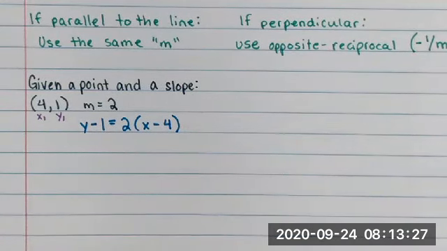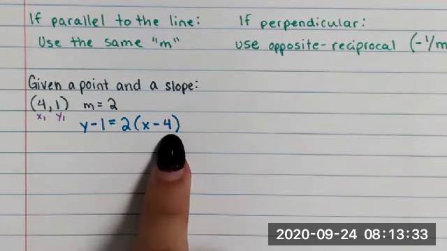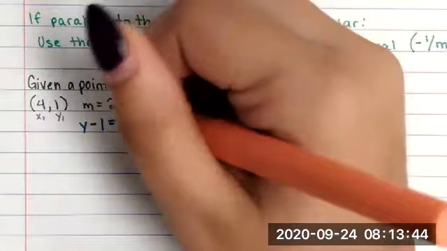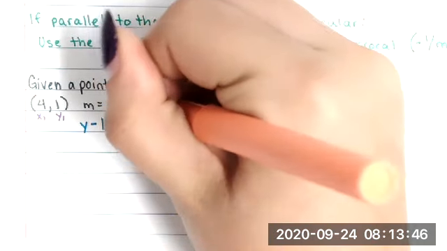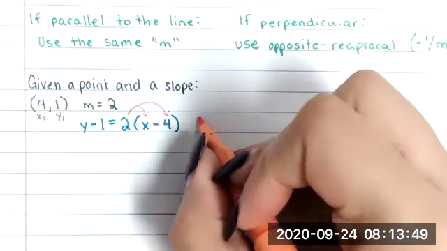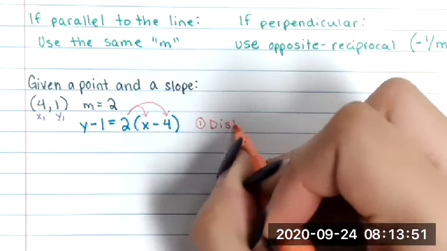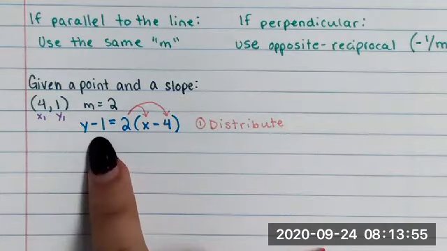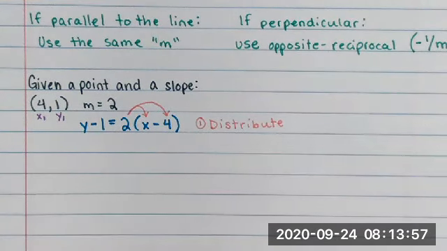Now this is all fine and dandy, but I prefer slope-intercept form because this is a little bit weird. We like y equals when we're talking about equations of lines. So we have to do a little bit of simplification. So the first thing I'm going to do is distribute. Because I could add that 1, but first let me get the distribution down.